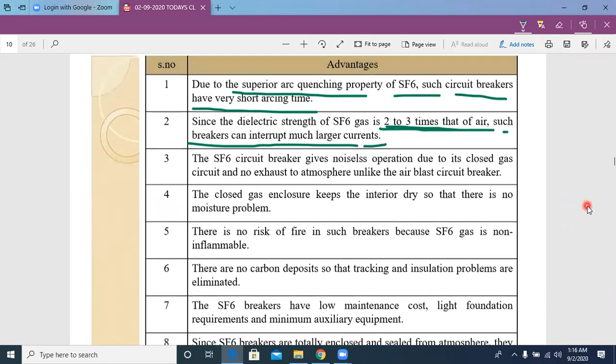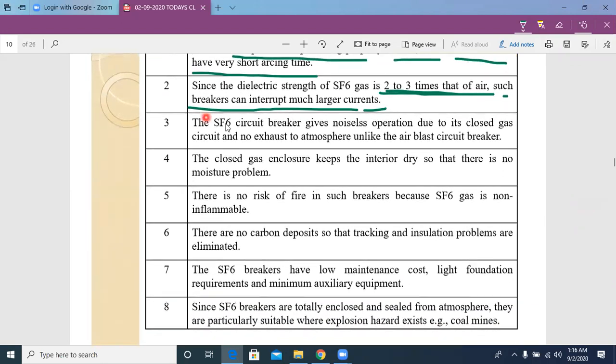Next advantage, it gives noiseless operation because the entire structure is placed in a closed chamber. The SF6 circuit breaker's entire structure is placed in a closed chamber, so it is noiseless compared to the air blast circuit breaker.